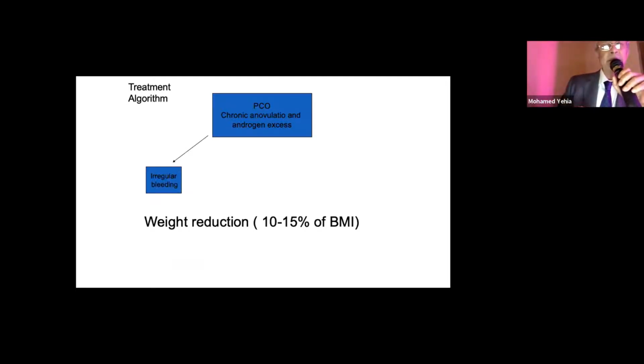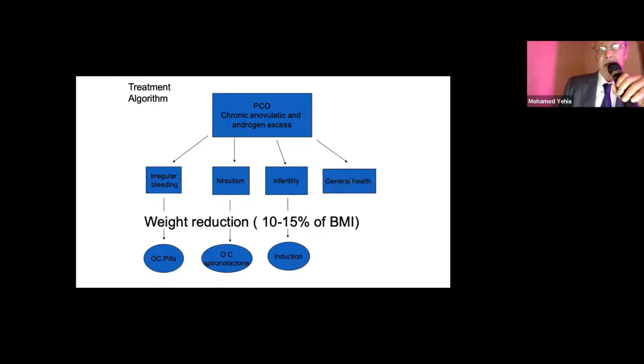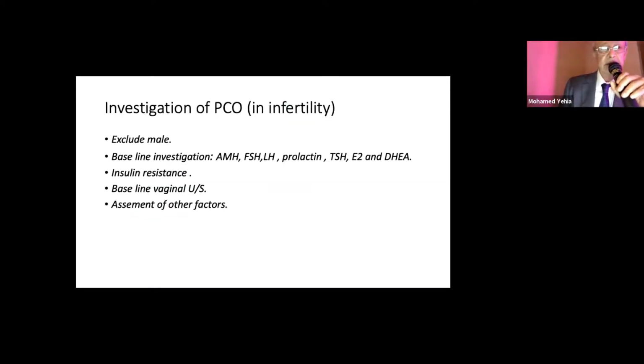And we treat the symptom that the patient is complaining of. If a young girl is coming with irregular cycles, irregular bleeding, the best thing is to give her oral contraceptive pills. If she's complaining of hirsutism, then again, oral contraceptives or testosterone antagonists, or we can give her spironolactone. If the patient is complaining of infertility, the main treatment is induction of ovulation. If we are looking at general health, we have to combine metformin if the patient has insulin resistance.